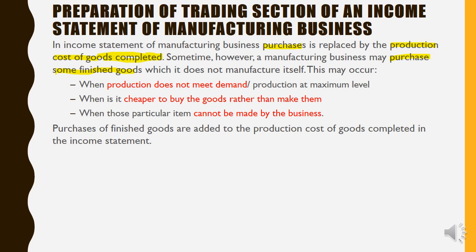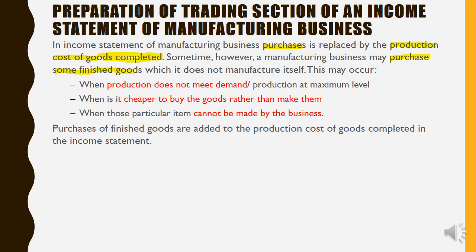The last reason stated here is when that particular item cannot be made by the business. Sometimes we have some barriers, for example government rules or something like that, or we don't have the technology to produce that particular product. So what we do, we buy from an outsider or another supplier and then sell to our customers. These are the 3 reasons why a manufacturing business has purchases of finished goods.